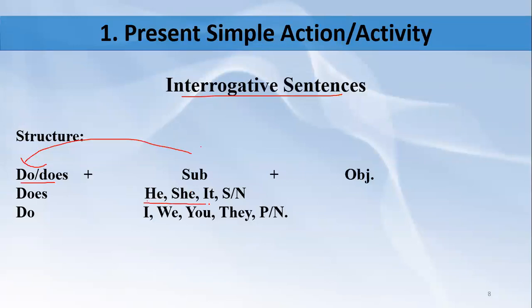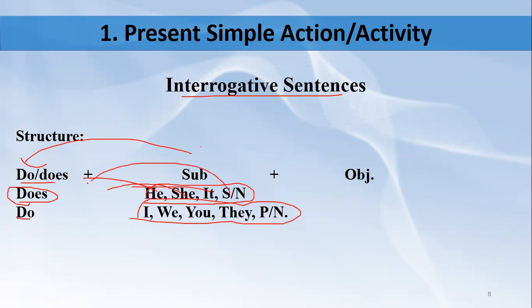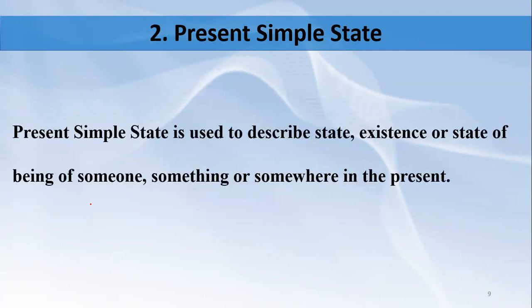Now, if the subject belongs to the first group of subjects, like he, she, it, or singular noun, so there we will use does. Fine. On the other hand, if the subject belongs to the second group of subjects, like I, we, you, they, or plural noun, then we will write do. Fine. Like, does he play cricket, does she play cricket, does it work, does Aslam or does the student play cricket? Fine. On the other hand, do I like cricket, do we like cricket, do you like cricket, do they like cricket, or do the students like cricket? Fine. So that is the basic difference between do and does.